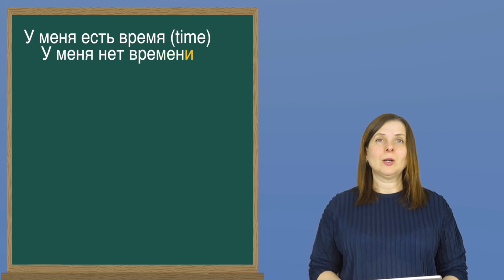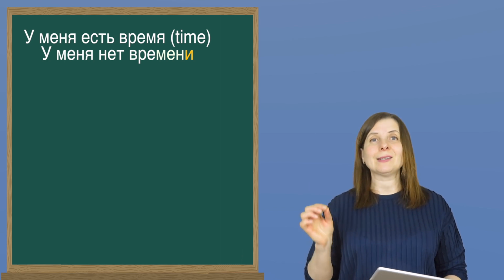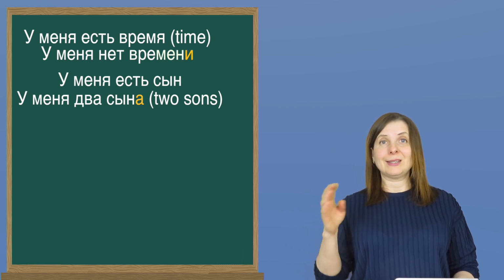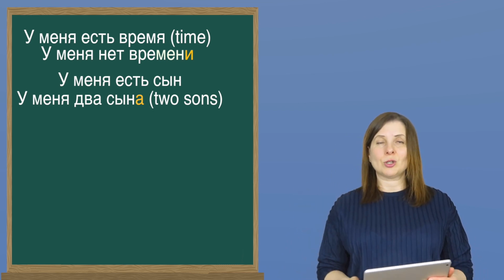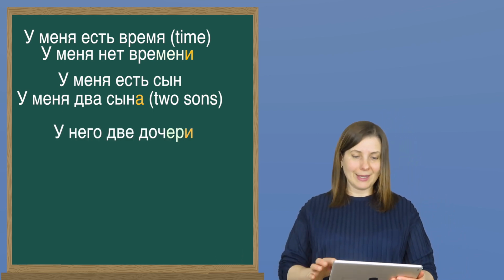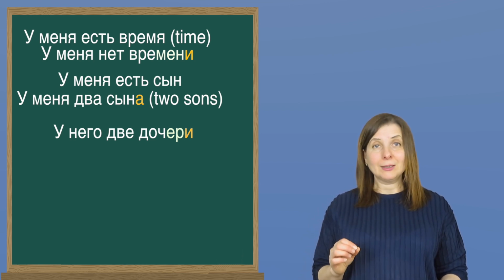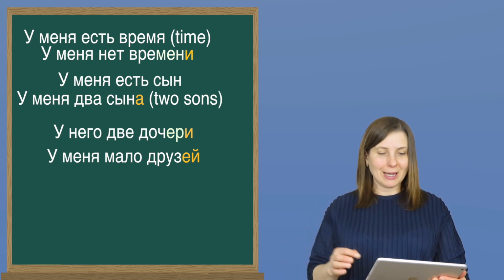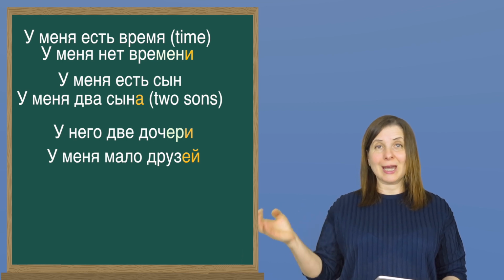I have a son, у меня есть сын. If I have 2 sons, у меня 2 сына. Here we can drop есть. У меня 2 сына, 3 сына, 4 сына. He has 2 daughters: у него 2 дочери. У меня мало друзей. I have a few friends. My husband doesn't have time.